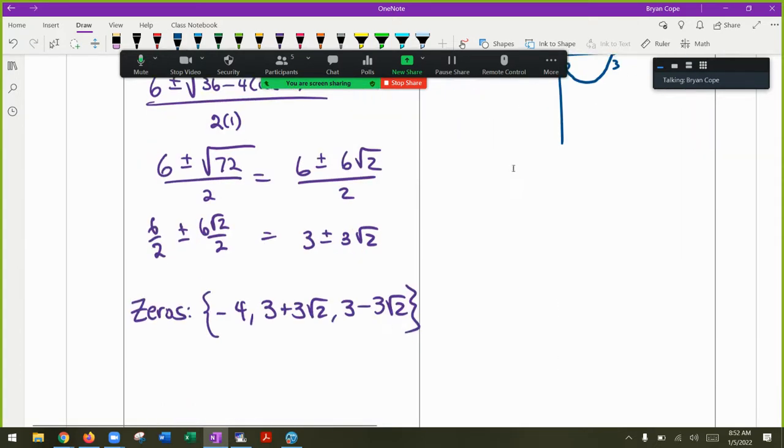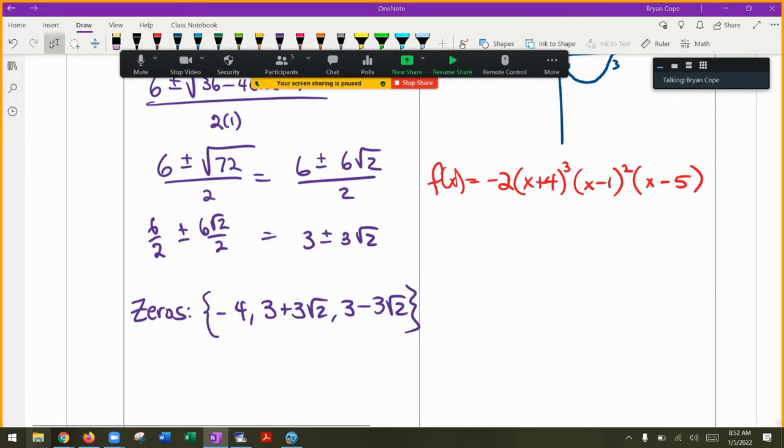This will be a little harder and you're going to do it by yourself. Okay, so let's say that the function is f of x equals -2 times (x plus 4) to the third, times (x minus 1) squared, times (x minus 5). There, it's a negative leading coefficient, guys, okay? Go. Show all the work. See what your sketch looks like.